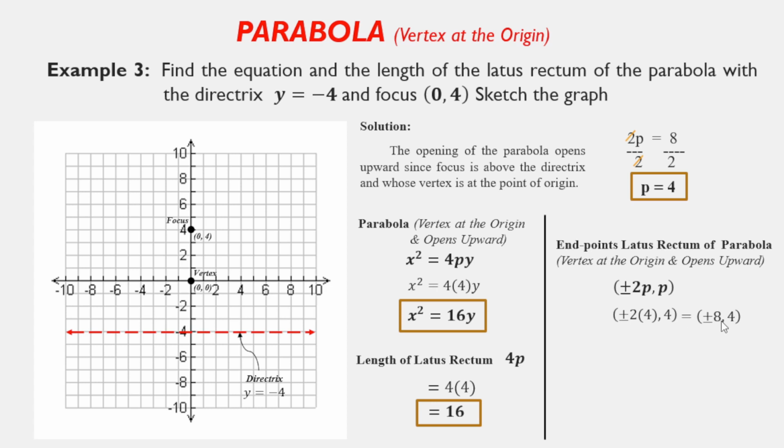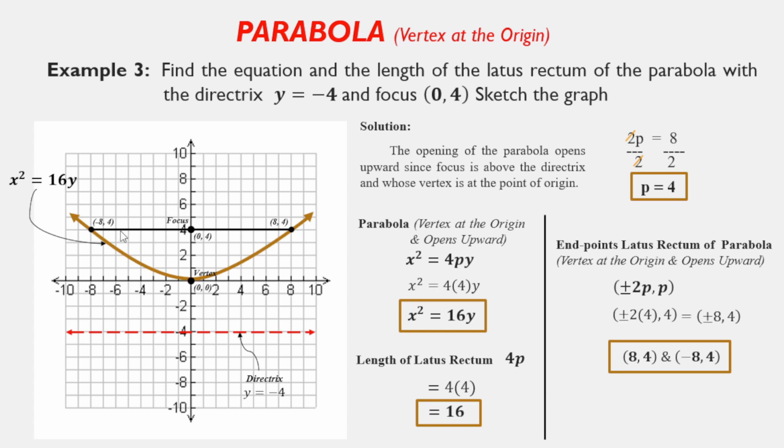If we split this into two coordinates, the coordinates are (8, 4) and (-8, 4). So we can now graph x squared is equal to 16y. So this is now our latus rectum. From the focus, we count 8 units going to the right, and from the focus, we count 8 units going to the left. As you can see, the endpoints of the latus rectum are (8, 4) and (-8, 4). So this is now our graph for the equation x squared is equal to 16y.